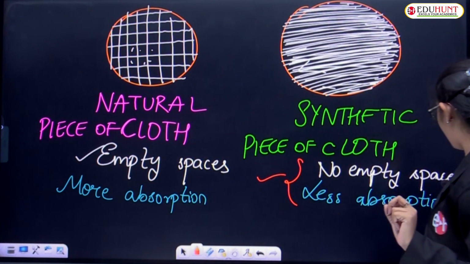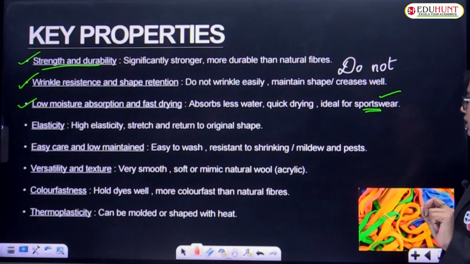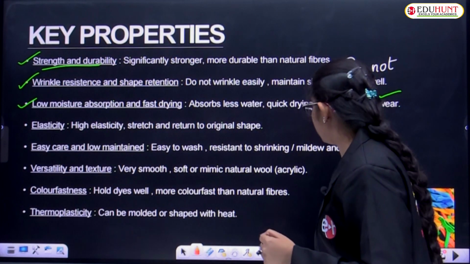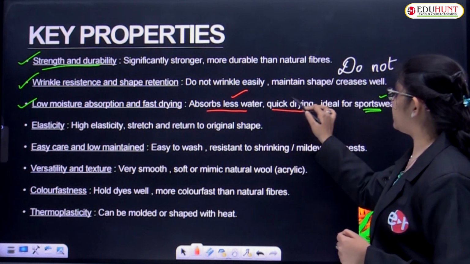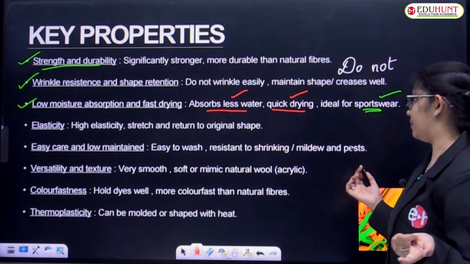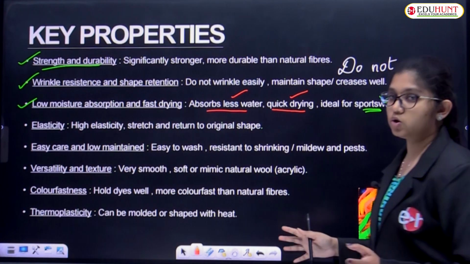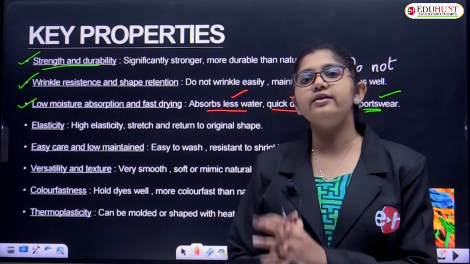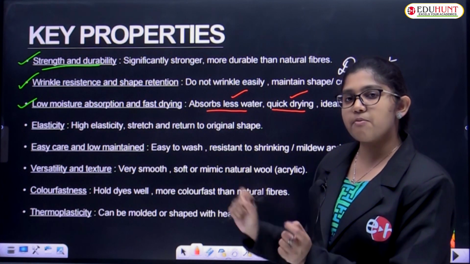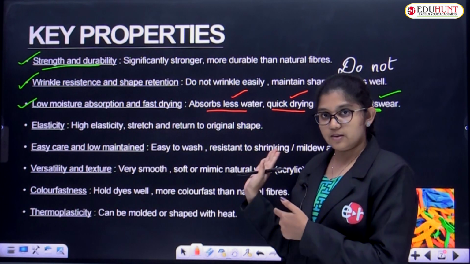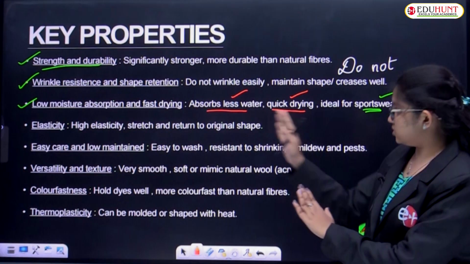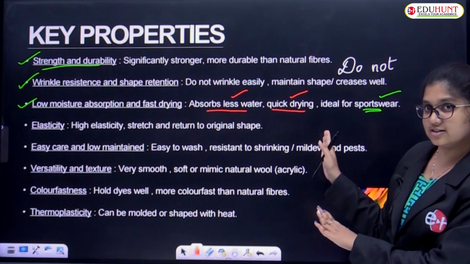Okay, we'll go back to the key properties. Yes, here we go. Here, if you observe, they absorb less water and dry up much more quickly, which is ideal for sportswear. Hence, we can say these synthetic cloths are much preferred over natural cloths for less water absorption.